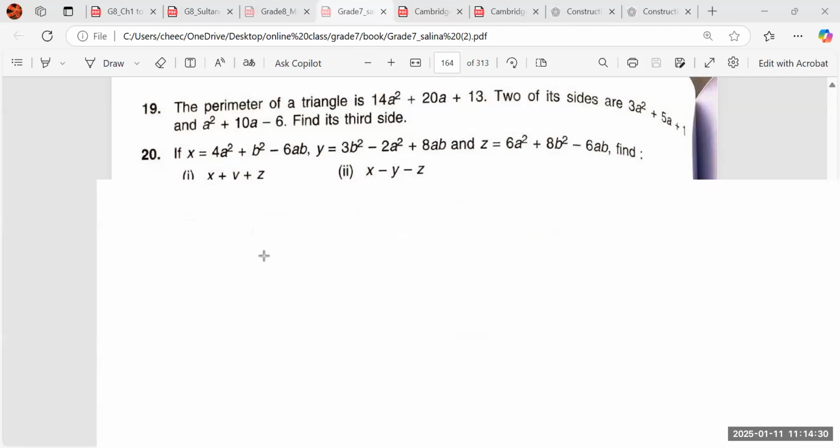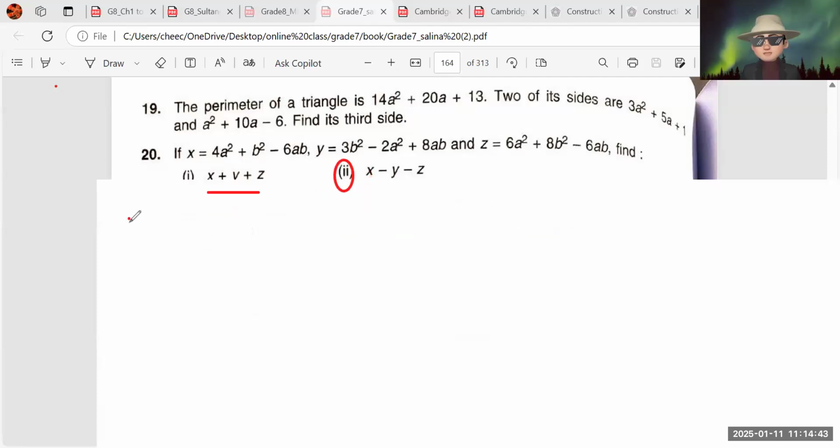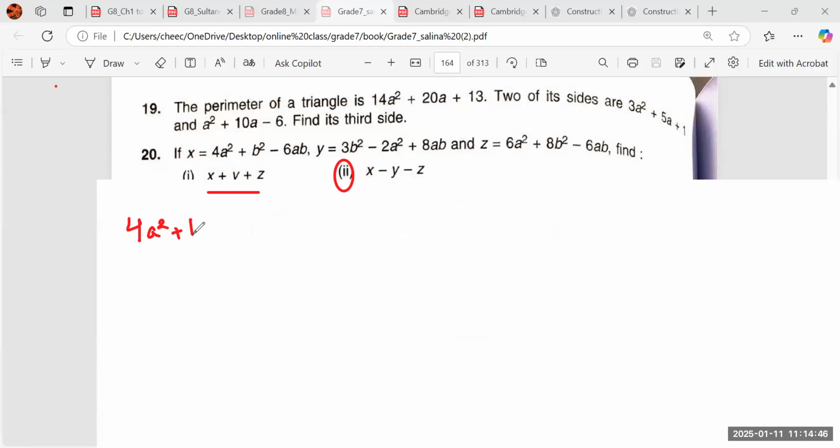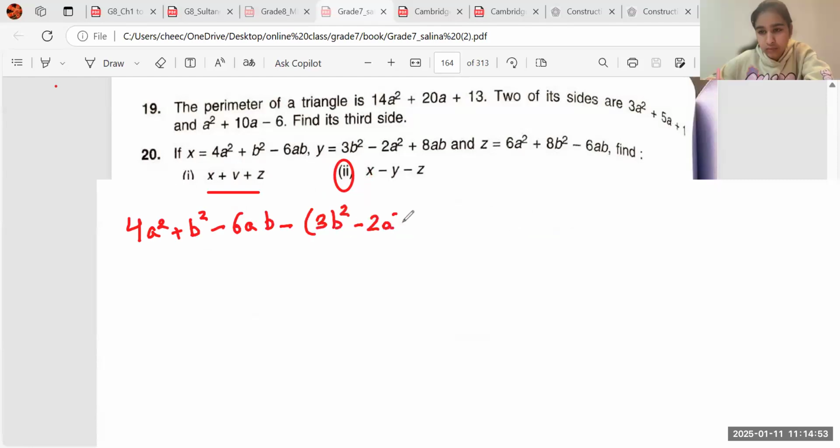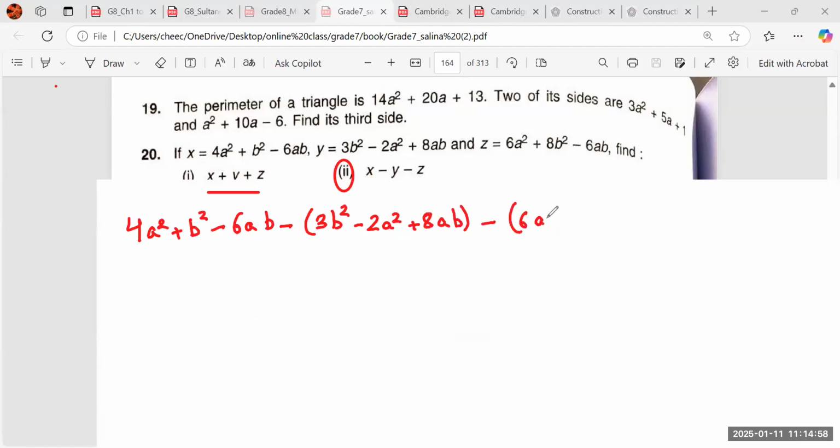So I will take the second part because the second part is more tough. In this one you just have to add all three. I think that part you can manage. I will take the second part. 4a square plus b square minus 6ab, minus 3b square minus 2a square plus 8ab, and minus 6a square plus 8b square minus 6ab. Do you understand this or not?